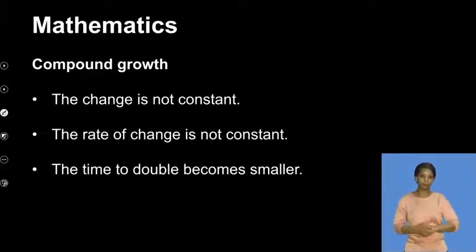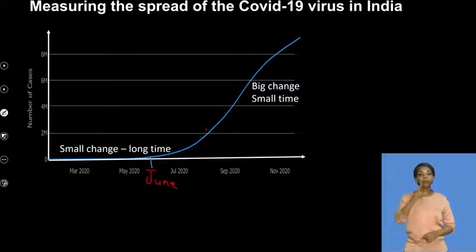Now, if we look at compound growth, we can see that our change is not constant. The rate of change is also not constant. And then the time to double becomes smaller, right? So let's quickly go back to that table. So you can see now here that from this point to that point, this went to 2 million, right? For it to double, it must get to 4 million. But 4 million, you can see roughly that it took actually a month to double, when it took maybe 2 months to get to 2 million.